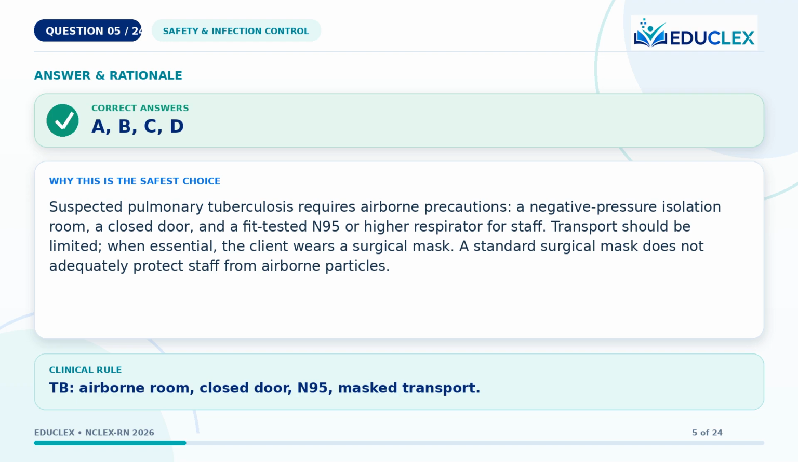The correct answers are A, B, C, and D. Suspected pulmonary tuberculosis requires airborne precautions, a negative pressure isolation room, a closed door, and a fit-tested N95 or higher respirator for staff. Transport should be limited. When essential, the client wears a surgical mask. A standard surgical mask does not adequately protect staff from airborne particles.